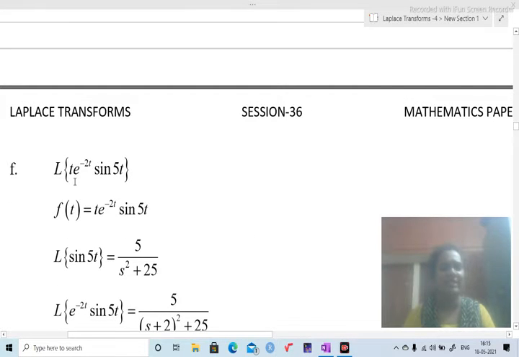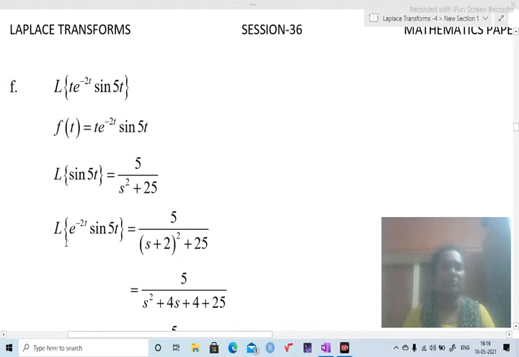Next one, L of t into e power minus 2t sin 5t. F of t equals t into e power minus 2t sin 5t. Here I am going to find the Laplace transform of sin 5t first. That is 5 by s square plus 25, because the formula for sin at is a by s square plus a square. Here a equals 5.